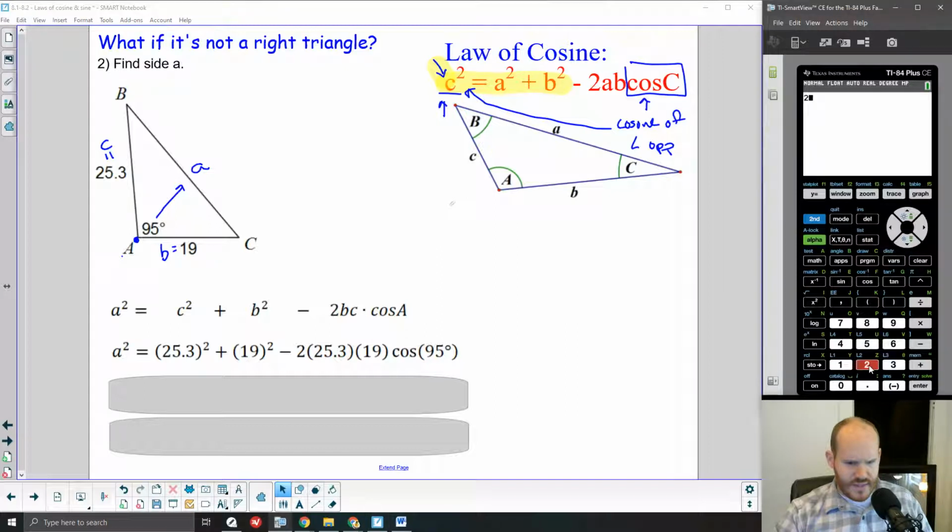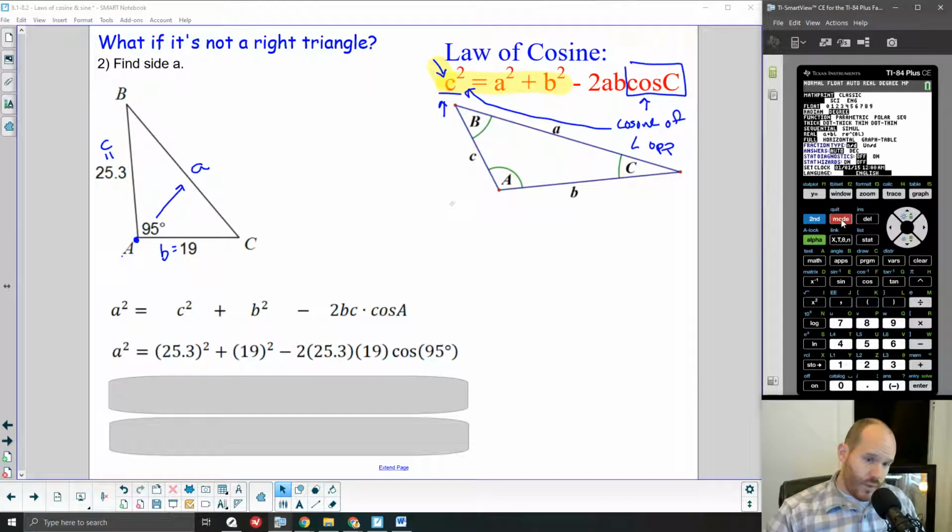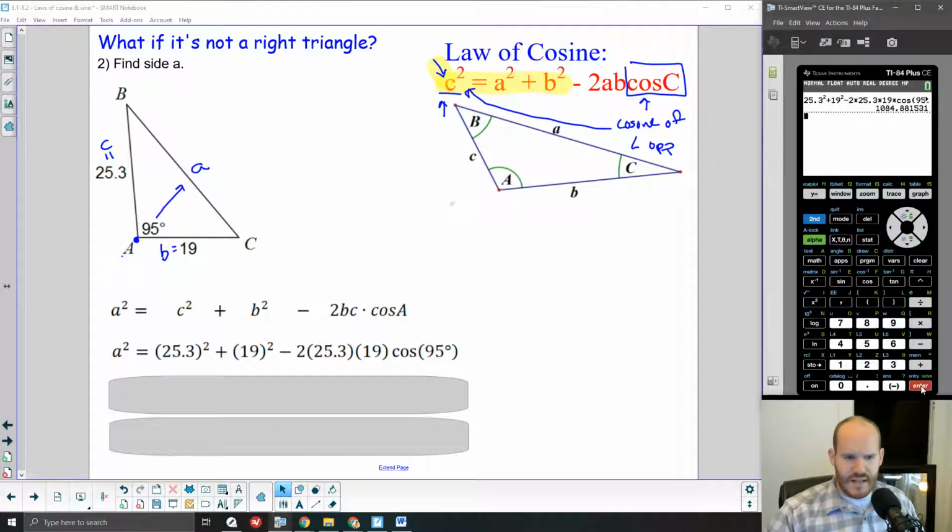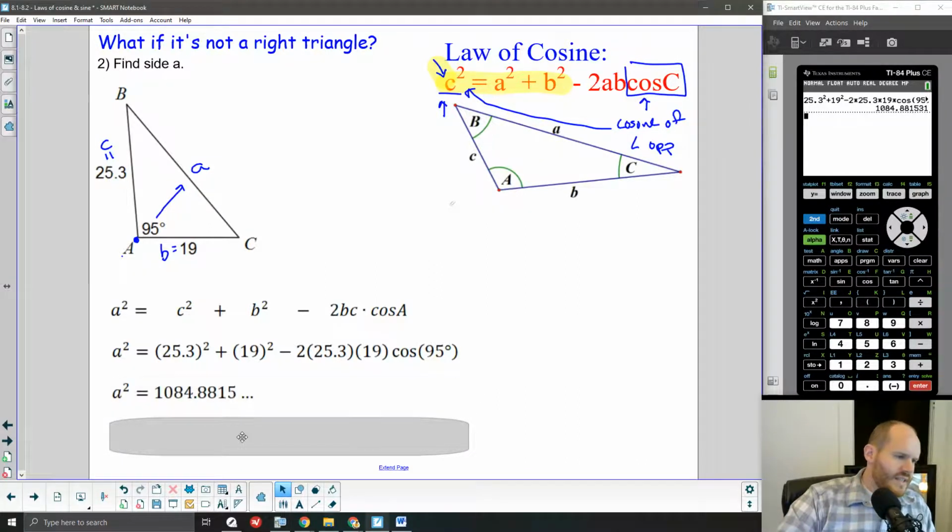So I have 25.3 and I'm squaring that, to which I'm adding 19 and squaring that. And I am subtracting 2 times 25.3 times 19 times cosine of the angle opposite, 95. Now, that's 95 degrees, so I'm just going to take a quick second to double check the mode of my calculator. And I am in degree mode, which means that my calculator will interpret that 95 as 95 degrees, not 95 radians. And that'll give me 1084.9. So that's the a squared.